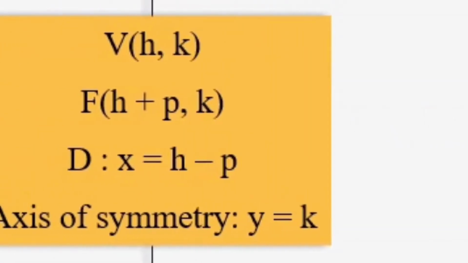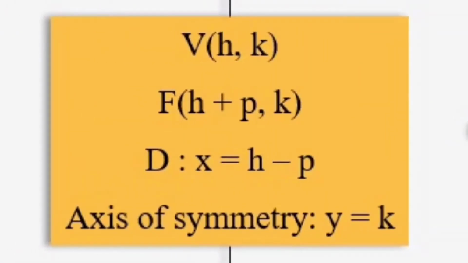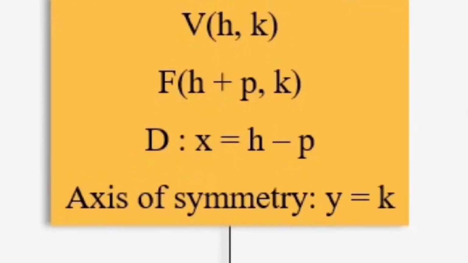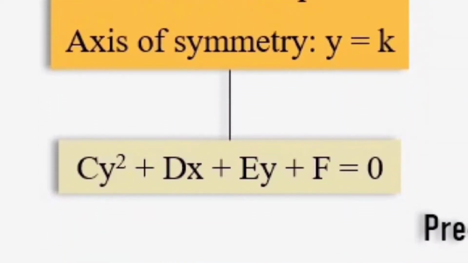And for the equation of the directrix, we have x is equal to h minus p. And the axis of symmetry will be y is equal to k. Therefore, the general equation is cy squared plus dx plus ey plus f is equal to 0.